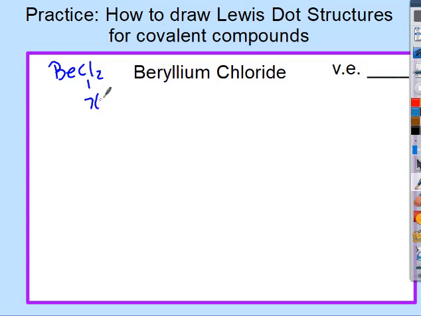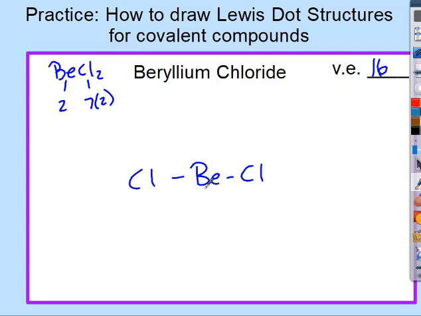So chlorine came in with 7. 7 times 2 is 14, and beryllium came in with 2. So that gives us 16 valence electrons. Beryllium should be in the middle, with chlorines coming off. Beryllium came in with 2. So beryllium at most is generally going to get 4 electrons. It currently has 4. So we're going to ignore beryllium.